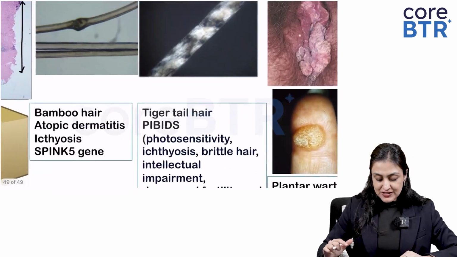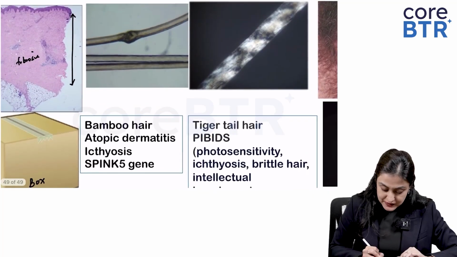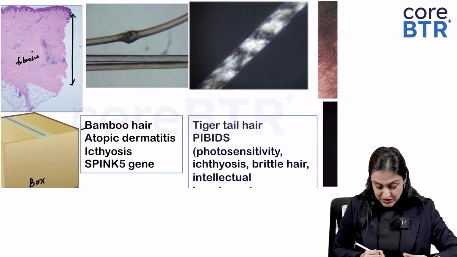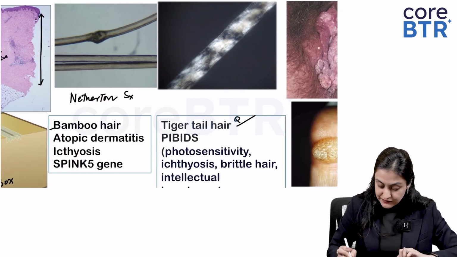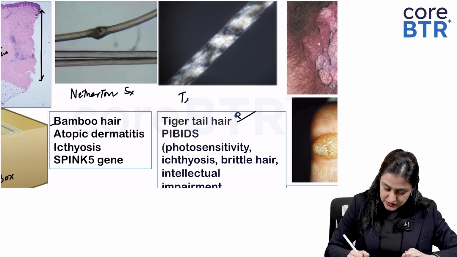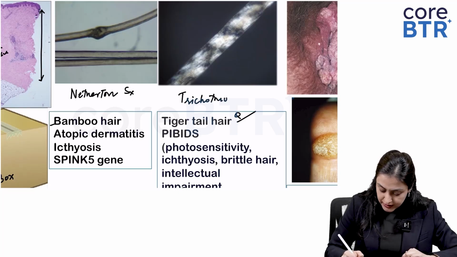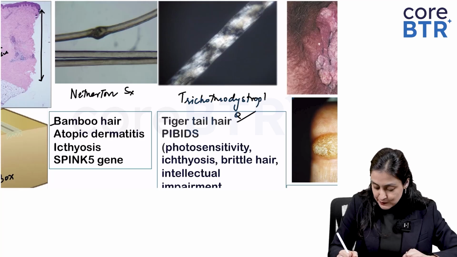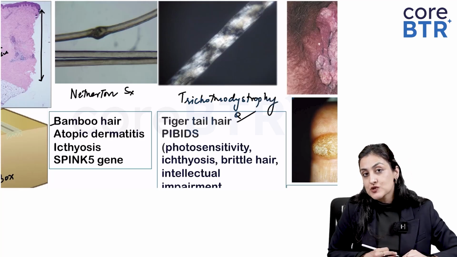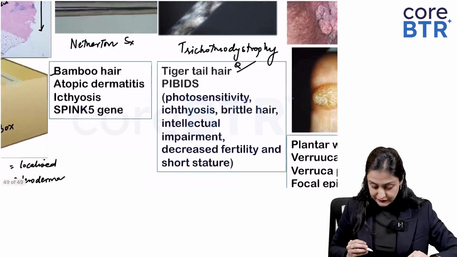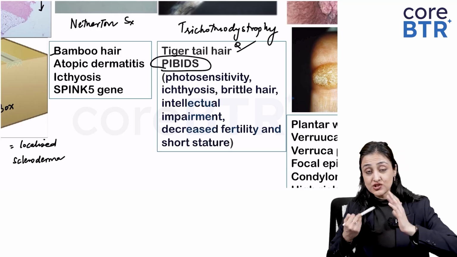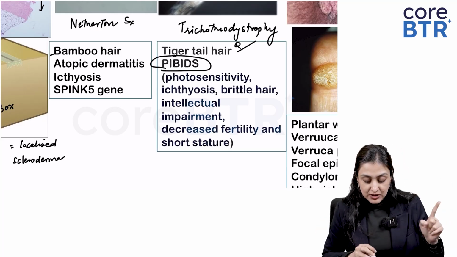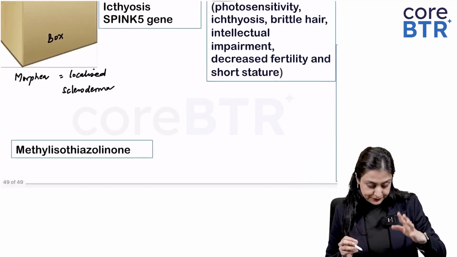Two hair conditions, INI PYQ. Where you have this bamboo hair association with atopic dermatitis, ichthyosis, this is called Netherton syndrome. Whereas this has been asked previously, tiger tail syndrome. This is trichothiodystrophy. It is also the same spectrum as xeroderma pigmentosum, where you have a nucleotide excision defect, and this is this huge scary name PIBIDS, where you have all of this association. Don't even read it. So Netherton, trichothiodystrophy.